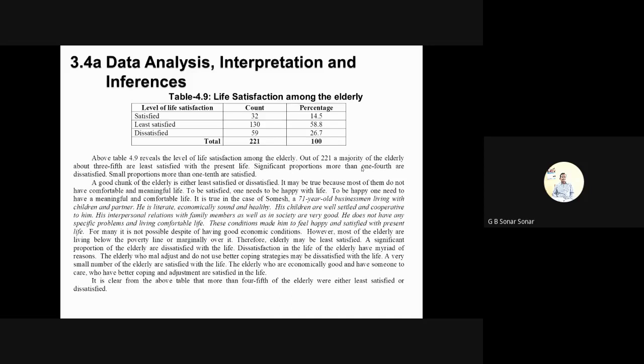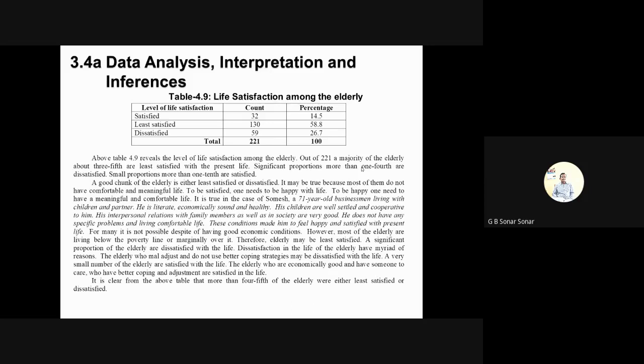So every data analysis, every table will have three parts. First part will be analysis using proportions. We will explain what is found in the table. So you can see a majority of the elderly, about 3/5. So 58.5 is about 3/5, that is 60%, are least satisfied with the present life, and dissatisfied are 26.7. It is called more than 1/4, that is more than 25%. Like that, it is analyzed.